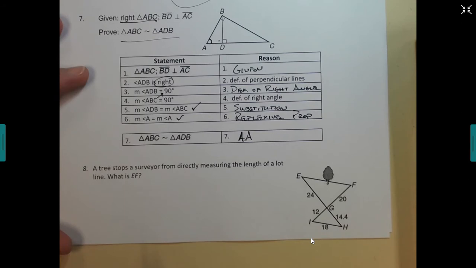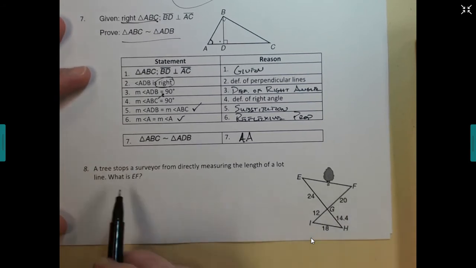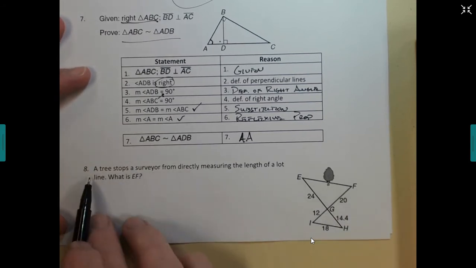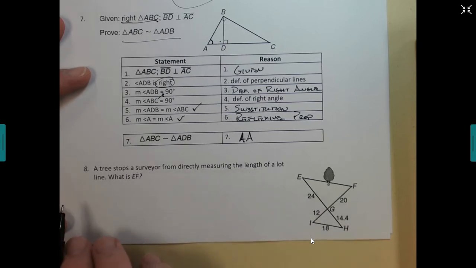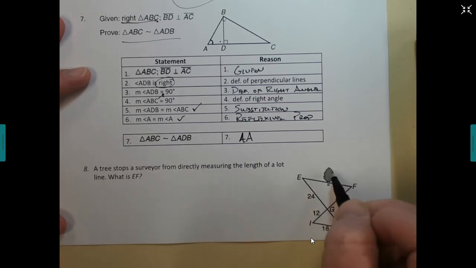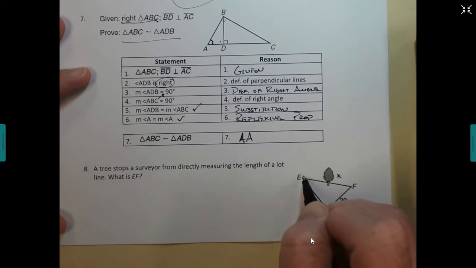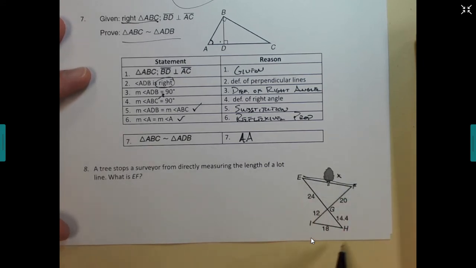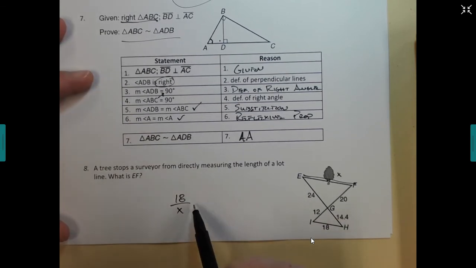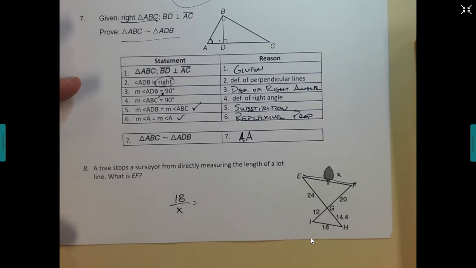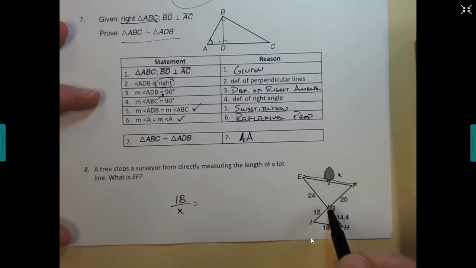Okay, here. A tree stops a surveyor from directly measuring the length of a lot. We want to find out what is EF. We want to find X from E to F. Well, I got plenty of sides. I know 18 kind of matches up with X. I just got to pick two other sides to match up. We have a similarity here. I know that this angle is equal to this one.